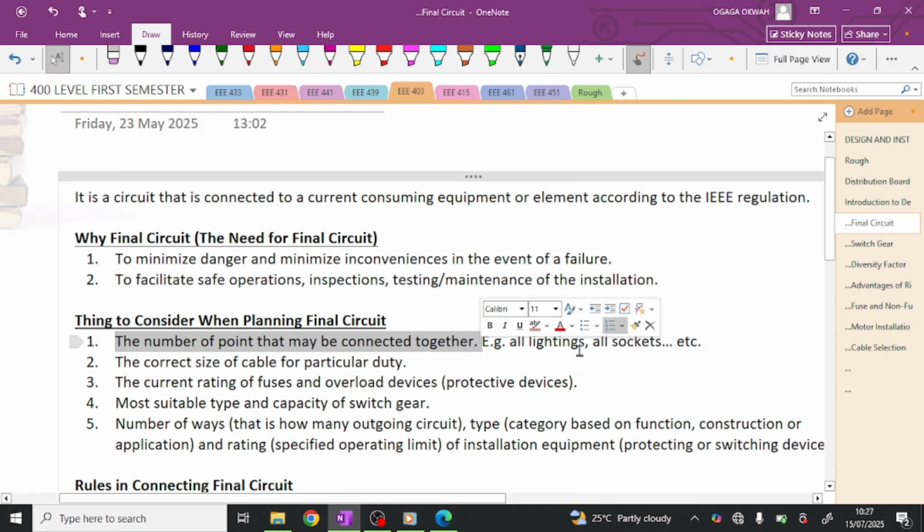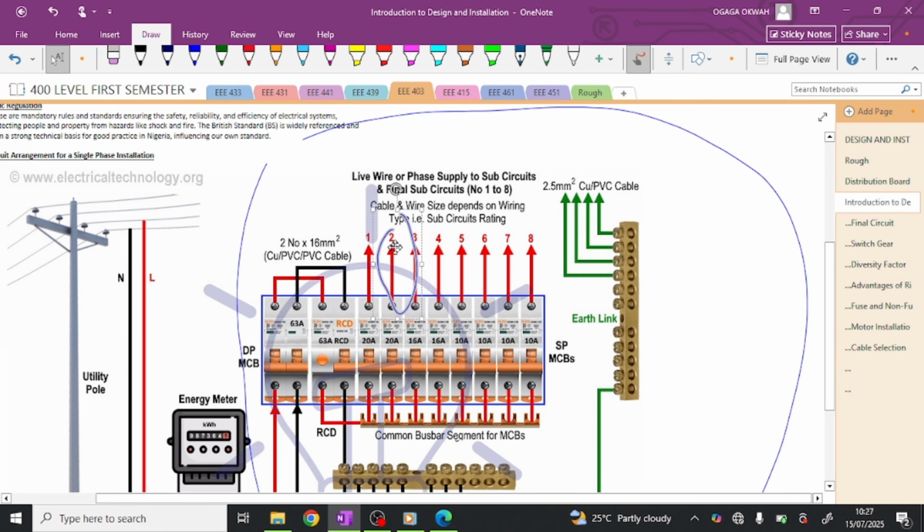For example, all lighting. Like we said here, you can connect fans and bulbs and things like that in the same line. Now I've seen a home where the fans are working, the bulbs are working, but no sockets. You plug your charger, there is no power there. That's because all bulbs, lights, fans are connected to one line, while the sockets are connected to another line.